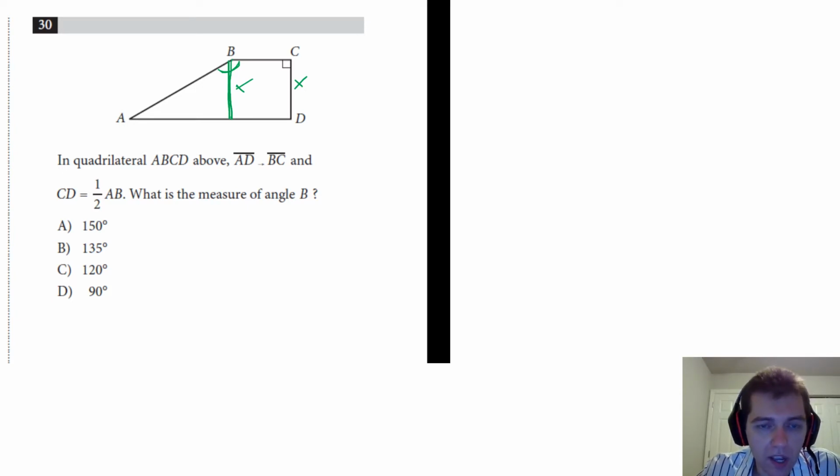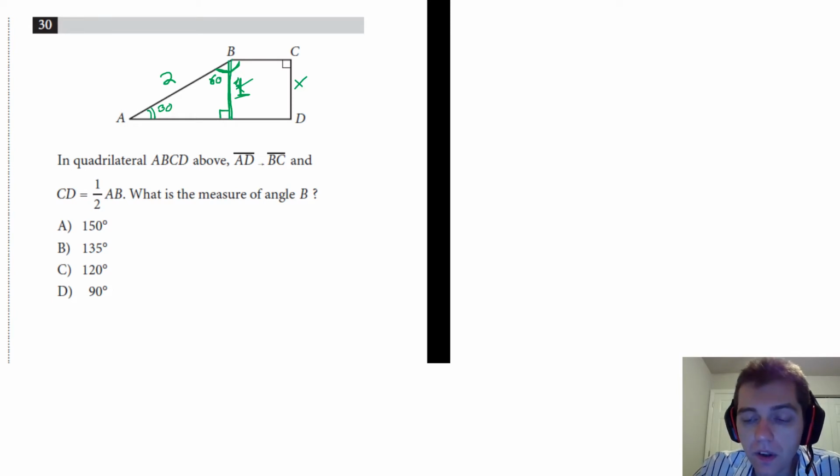CD is equal to 1/2 AB. So if we call AB 2, then we could call this length here 1, just to think about it. What we're after here is the angle B. So let's start by figuring out the angles of this triangle. What they're really testing you on recognizing is that this is a 30, 60, 90 triangle, because the length opposite this angle here is 1 and the hypotenuse is double that. That makes these angles 30, 60, and this one we already knew is 90.